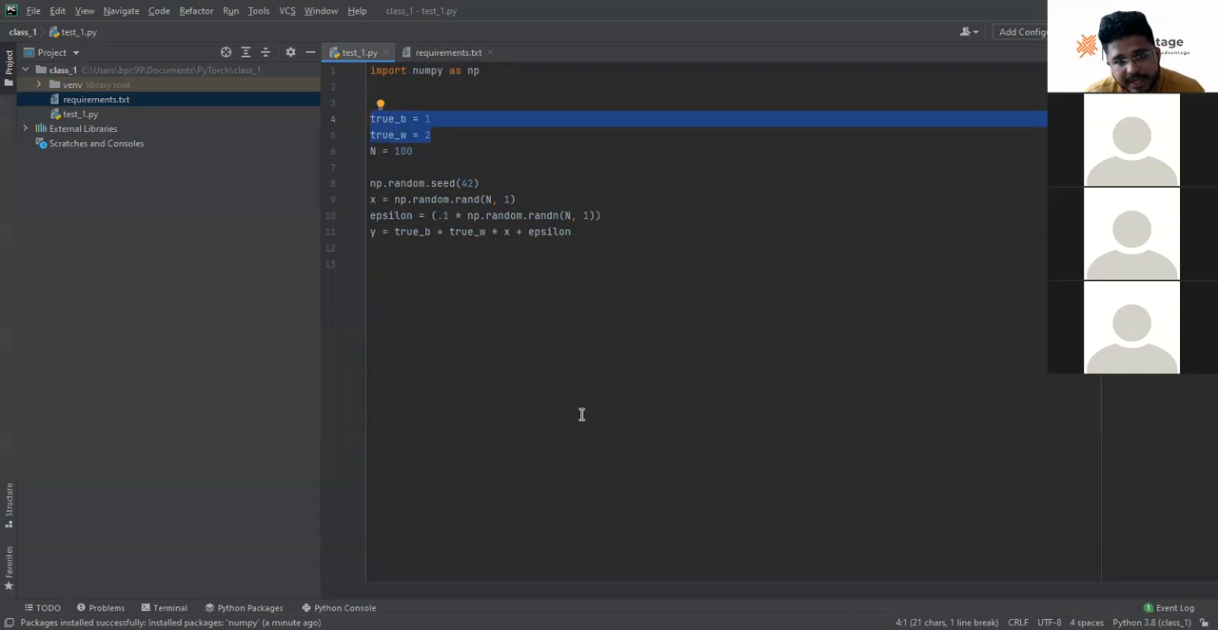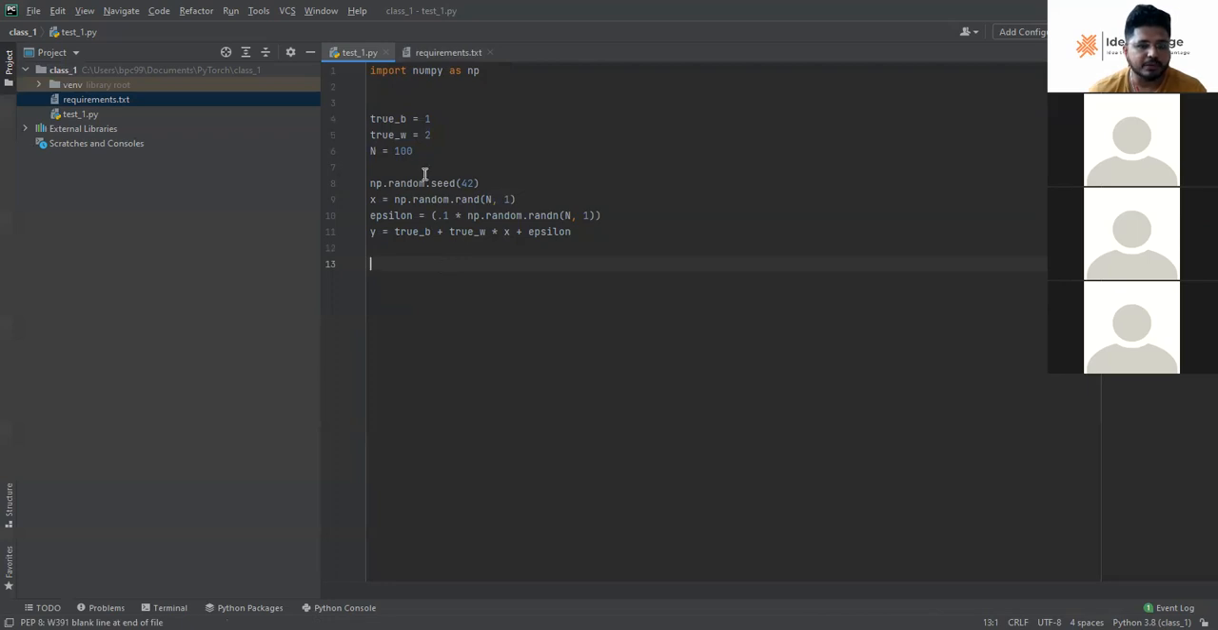I cannot keep b and w as unknown and get the value of y, right? So that's why I will start with a value of b and w, that is 1 and 2. Now this b and w, whether it fits this x distribution properly or not, I don't know. We will see how it is fitting. If it is not fitting, then what can I do to fit it properly? We will see that.